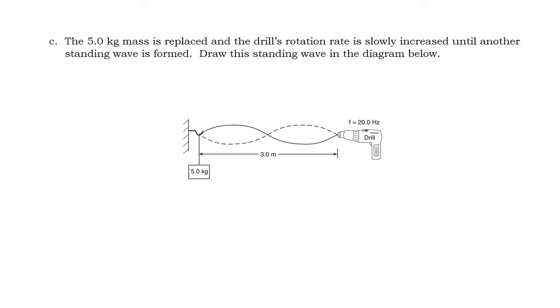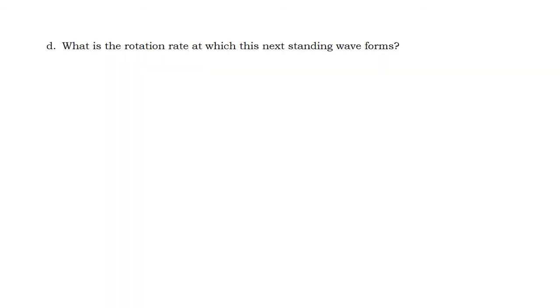The 5 kilogram mass is now replaced, so we have our 5 kilogram mass back on here, and we slowly increase the frequency until we do get a point where another standing wave is formed. So now that the tension of the string remains constant, we know the wave speed remains constant. We're increasing the frequency, and so the wavelength must decrease. So we're going to fit more waves in this. And so it would look like this. So in this new wave, we have 1.5 wavelengths fitting in the length of that string.